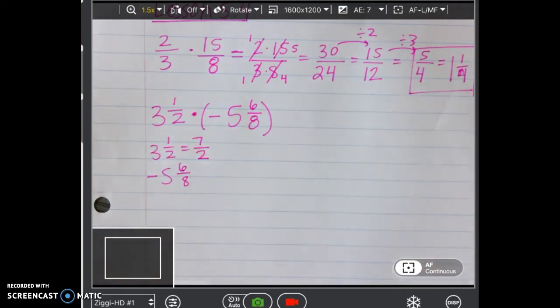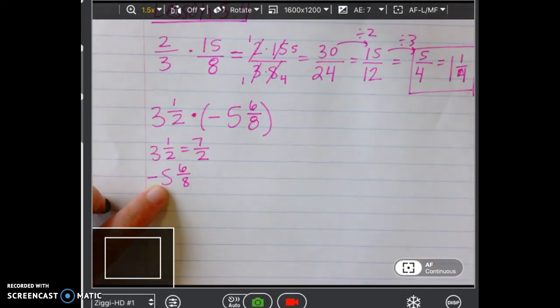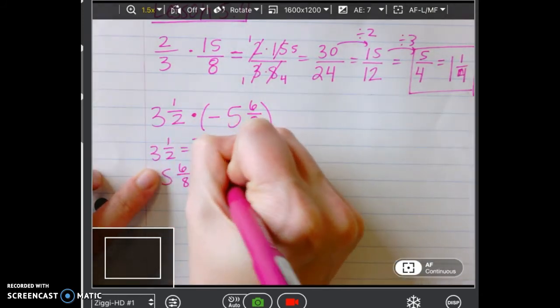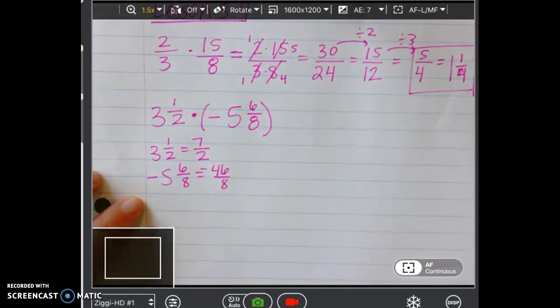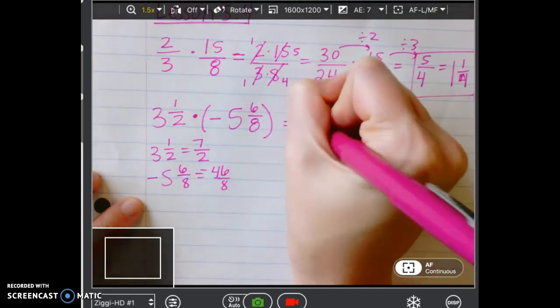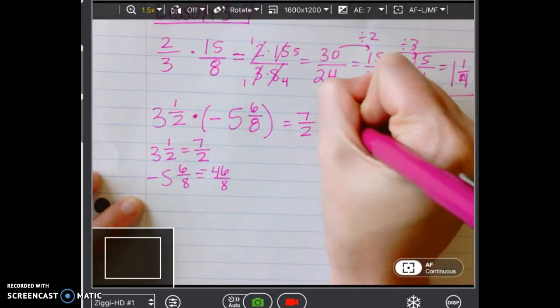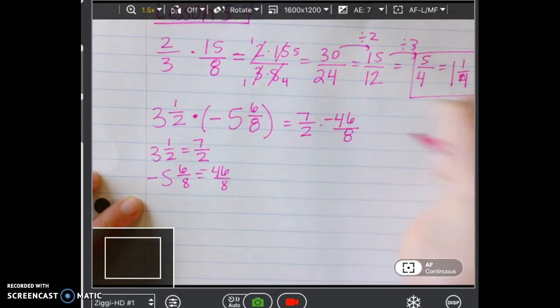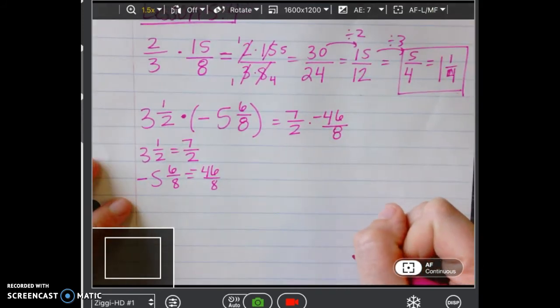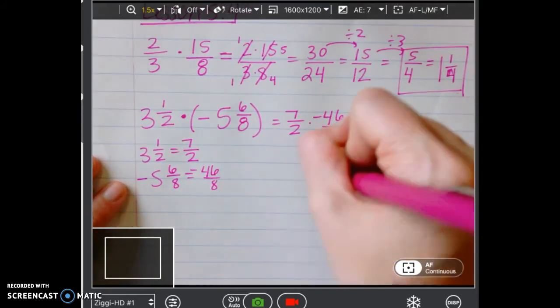-5 6/8. 8 times 5 is 40. I ignore that negative. 40 plus 6 is 46/8. And then I add back my negative. So now I have 7/2 times -46/8. I can pause here and see if there's anything that I can cross simplify.